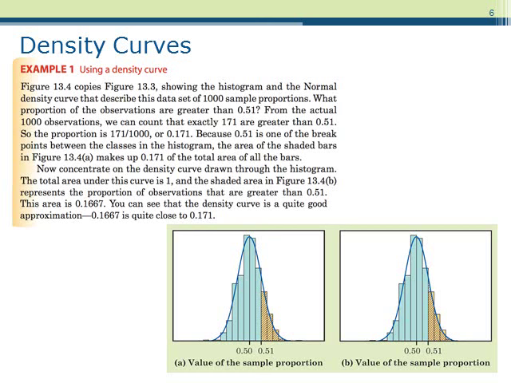Now, because 0.51 is one of the breakpoints between the classes in the histogram, the area of the shaded bars in Figure 13.4a makes up 0.171 of the total area of all the bars. Now concentrate on the density curve drawn through the histogram. The total area under this curve is 1, and the shaded area in Figure 13.4b represents the proportion of observations that are greater than 0.51. This area is 0.1667. You can see that the density curve is a quite good approximation.